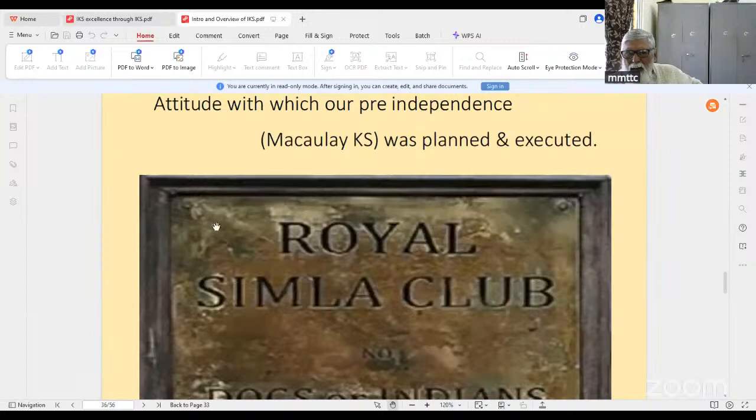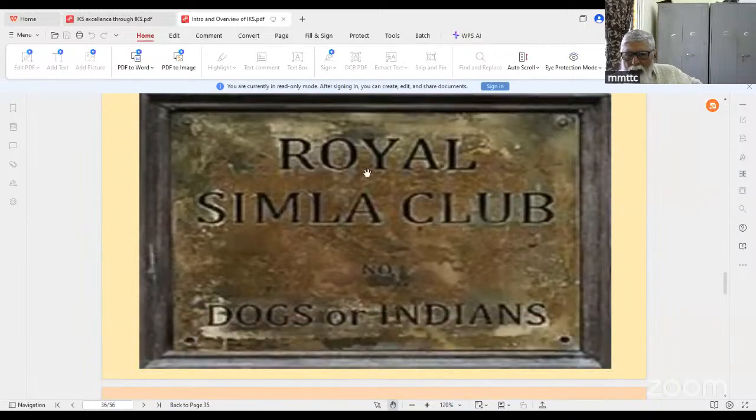You see here how they were treating us, the attitude with which our pre-independence Macaulay knowledge system was planned and executed. Royal Simla Club: no dogs or Indians. They were treating us on par with dogs.